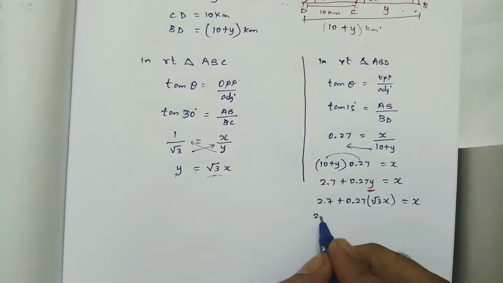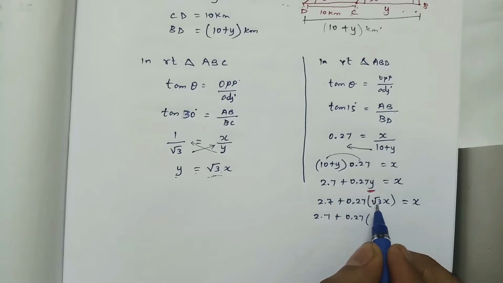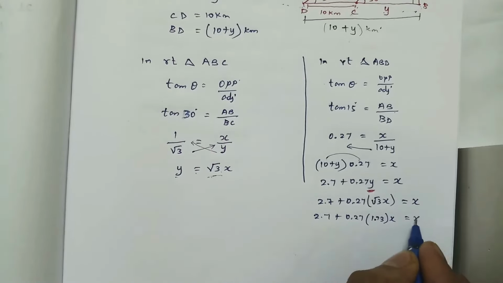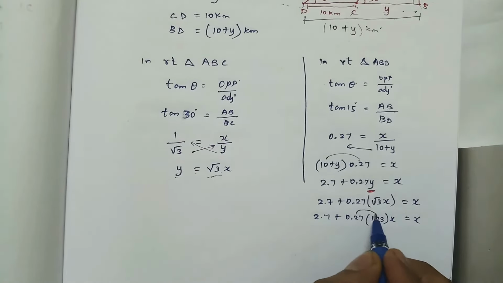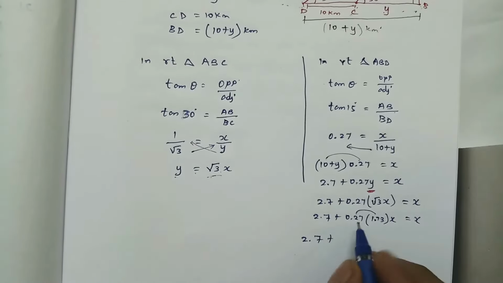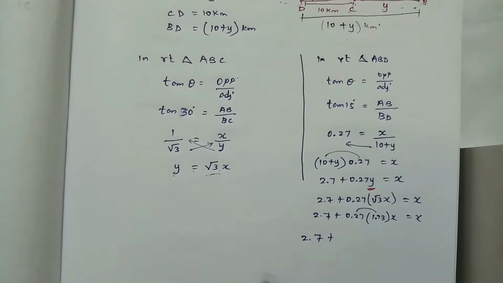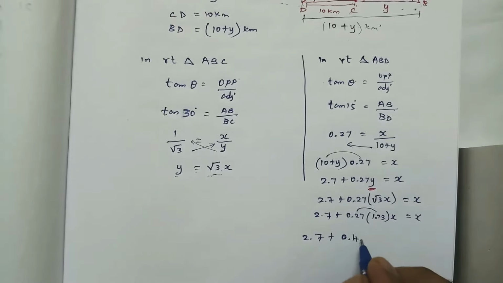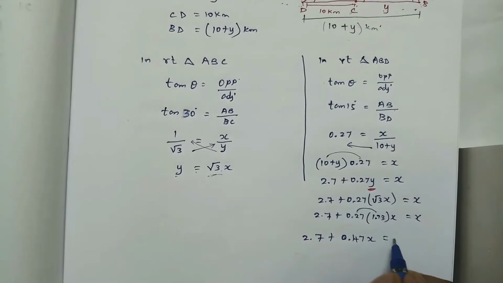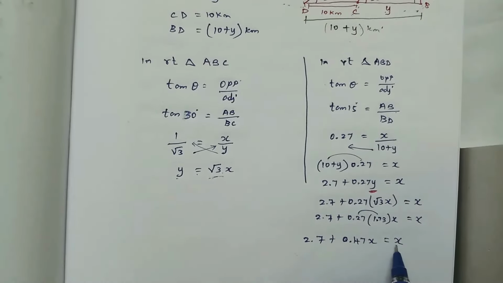Is equal to 2.7 plus 0.27 into, I am going to substitute the value of root 3. What is the value of root 3? 1.73 into X is equal to X, right? Just multiply 0.27 into 1.73. It is equal to 2.7 plus 0.27 into 1.73 is equal to 0.47 into X is equal to X, right? 2.7 plus 0.47x is equal to X, right?